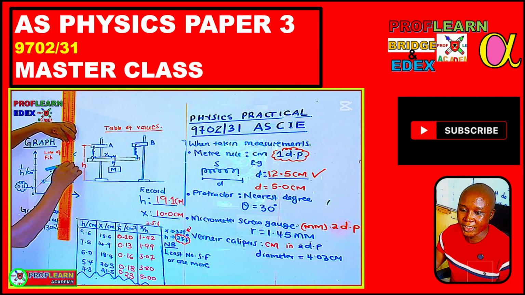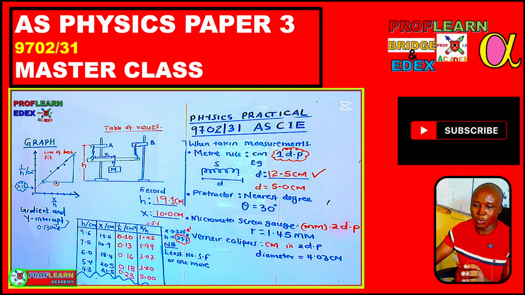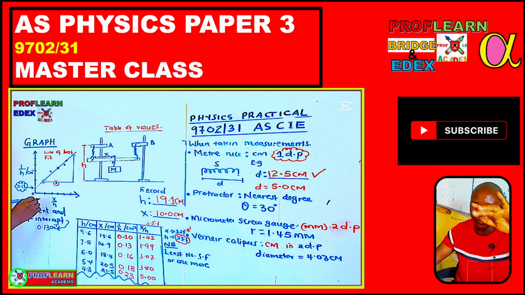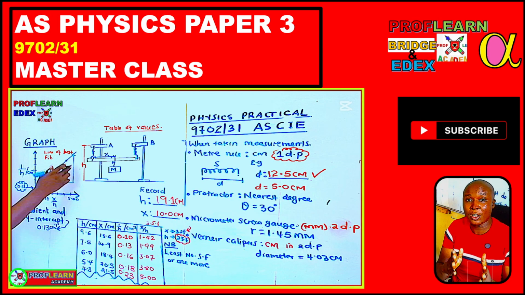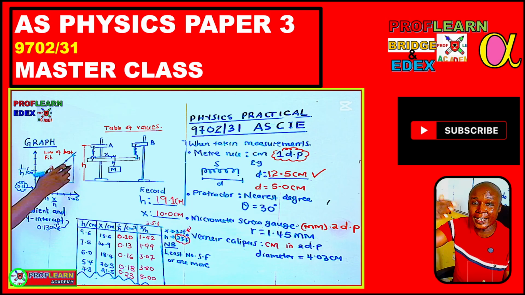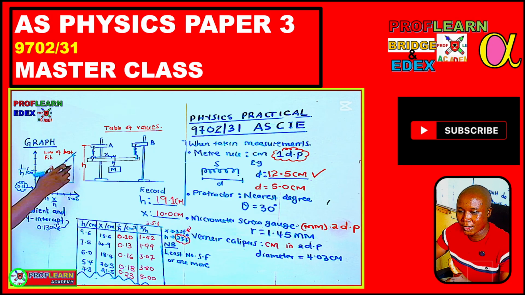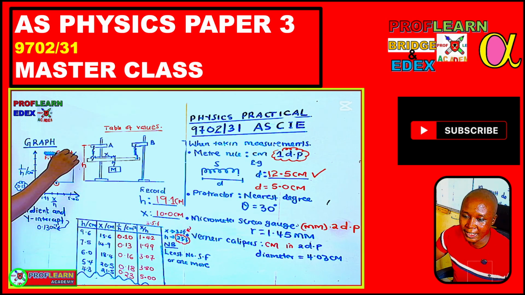Now, whenever it comes to the gradient, you have to ensure that you use more than half the length of the line to draw that triangle, which will enable you to find the gradient. So don't just use a tiny section of the straight line. Just draw a triangle, and in fact, let the triangle remain as evidence that you worked out that particular gradient. Remember, gradient is rise over run, change in y over change in x. So you have to ensure that you are using more than half of the length of that line graph that you have obtained.